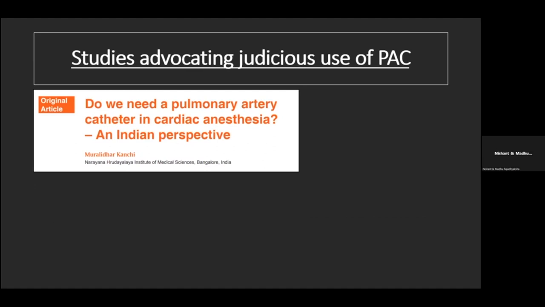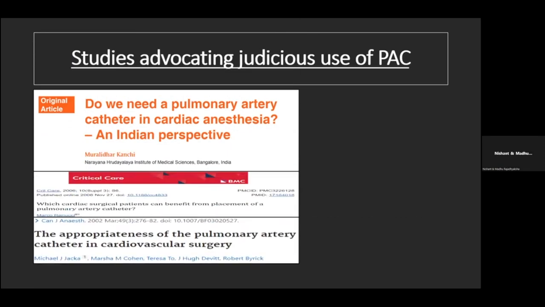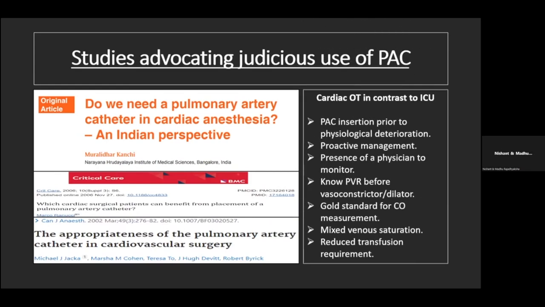Several other studies were published in due course, which advocated the use of pulmonary artery catheter in operating room for selected cases to monitor pressure changes. Unlike the ICU, PAC is most often inserted prior to physiological deterioration in the cardiac operation theater, and patients are managed proactively to prevent any deterioration.